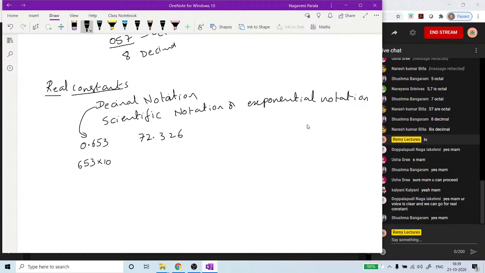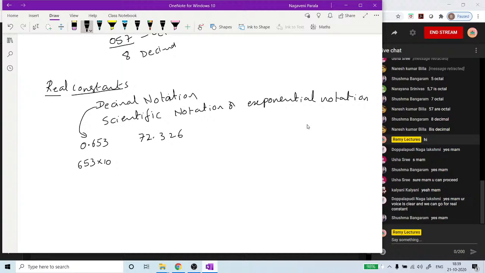So instead of writing 653 into 10 power minus 3, we write 653 e minus 3. E minus 3 indicates 10 power minus 3. So some number into 10 power minus 3, that is the representation. This is called scientific notation or exponential notation. So here E means into 10 power, and whatever number we have written after it is the power. See here, 0.72326 E2 means this one into 10 power 2, which is the same as the previous one. Understood? So this is the scientific notation.